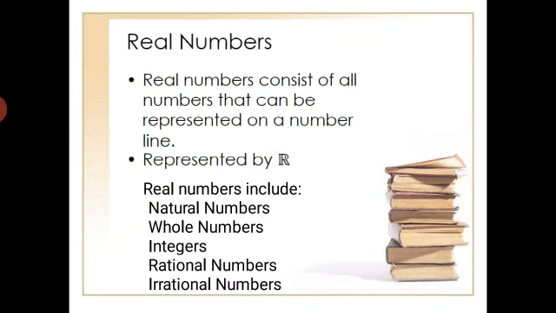So now we come to real numbers. As we move along, the imaginary numbers have been discarded, and now we are dealing with only the real number part of complex numbers. So what are real numbers? Real numbers consist of all numbers that can be represented on a number line, and they are represented by R. So in books, wherever you see this symbol R, it denotes the real number set. The real numbers include natural numbers, whole numbers, integers, rational numbers, and irrational numbers.